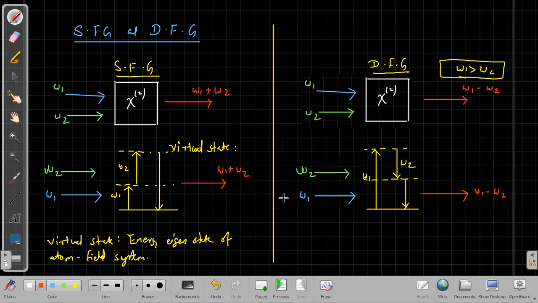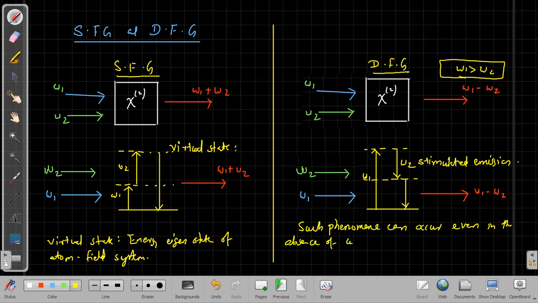Now we have a question: is this possible even in the absence of omega 2? If omega 2 is present, then it would be a stimulated emission. But even in the absence of omega 2, this kind of process may happen. Such phenomena can occur even in the absence of omega 2. Here omega 2 is stimulating the system to de-excite to another, lower virtual level, and finally we are getting omega 1 minus omega 2. But the same thing can happen even in the absence of omega 2, if such virtual levels are present.